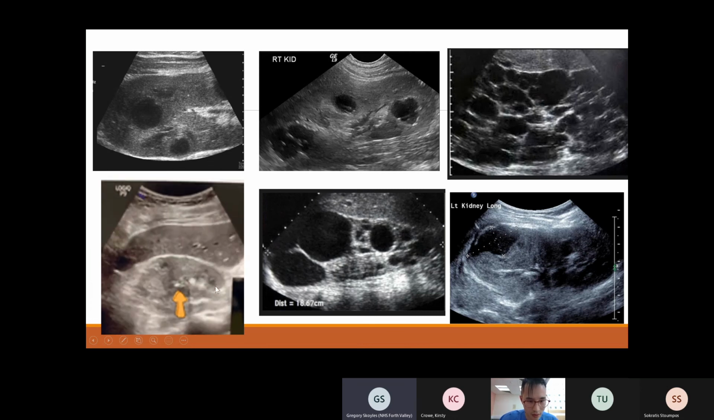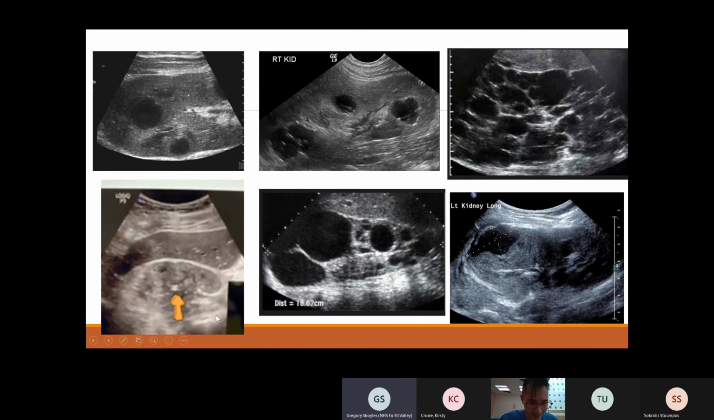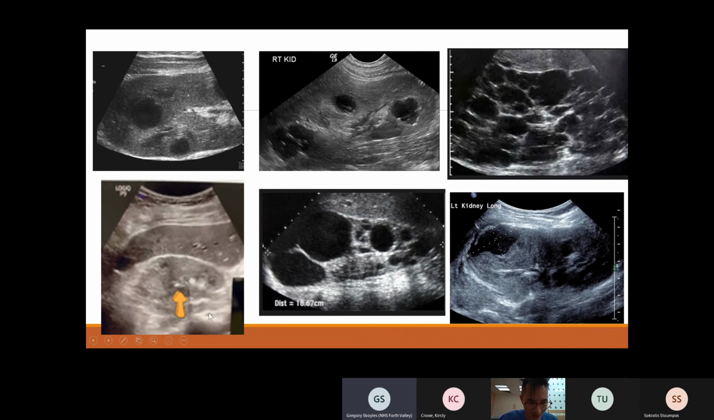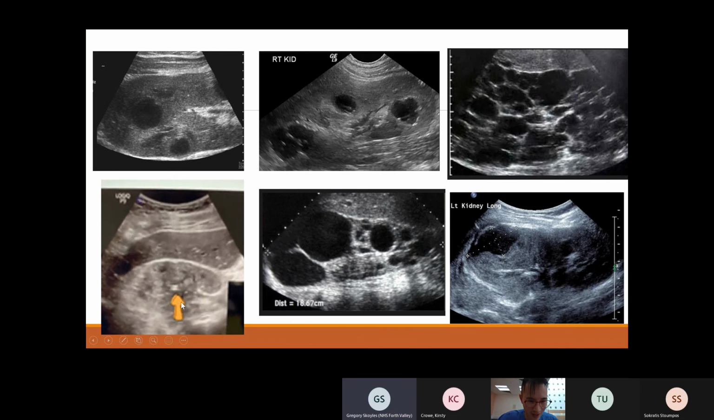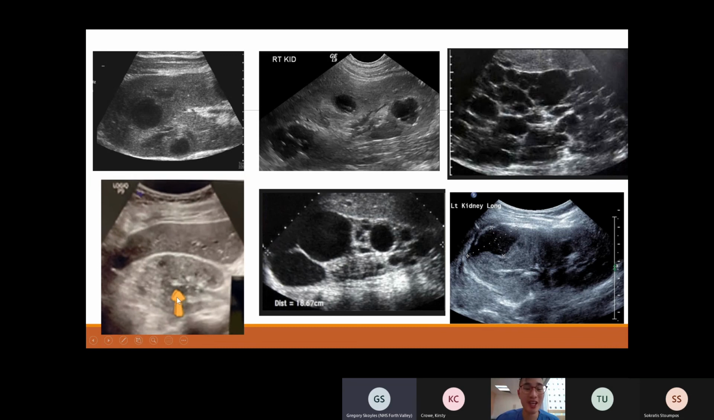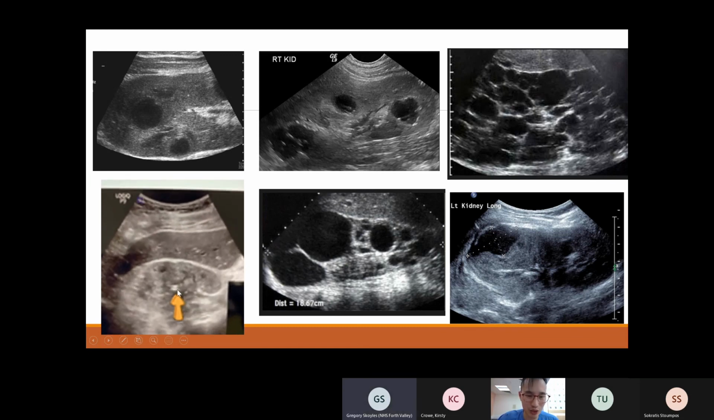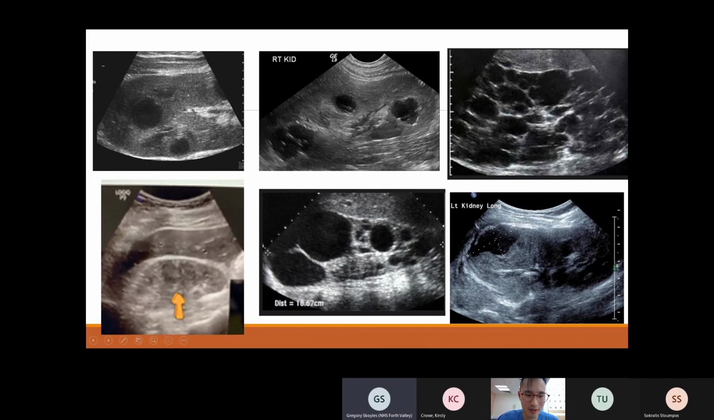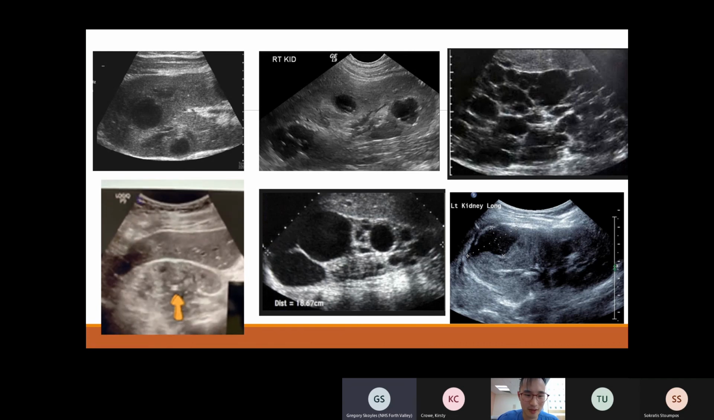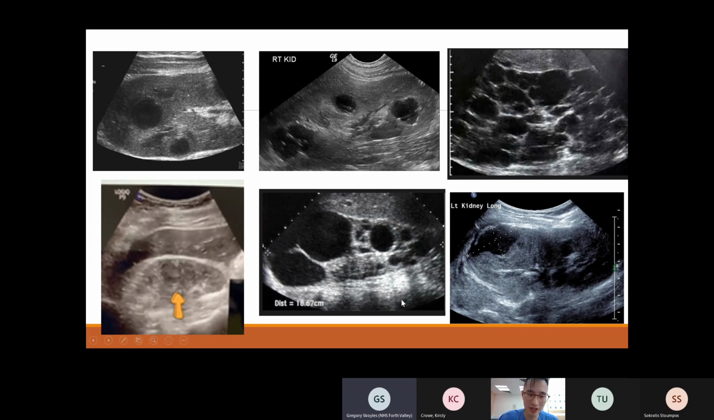There's a big giant arrow pointing to a hyperechoic structure. I can't really see if there's any shadowing around it. Unfortunately, the arrow is blocking the shadowing, but there is shadowing, yes. So what do you think this might be? My best guess would probably be a kidney stone. Yes, I think you're on the right tree.